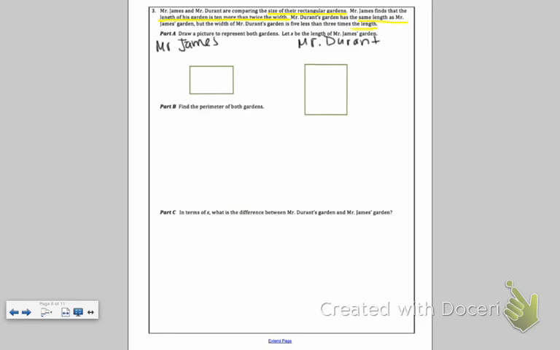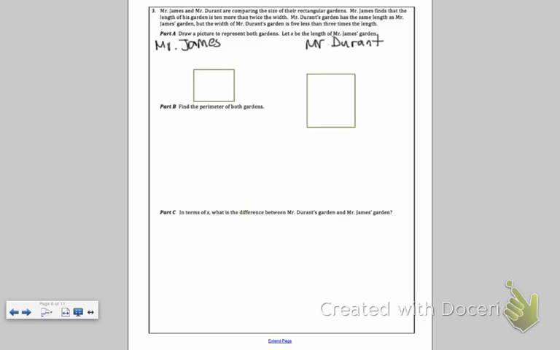So the first thing that we're told is that Mr. James finds that the length of his garden is 10 more than twice the width. And we were told in part A to let X... my apologies. I'm not sure what happened to the last image that I had. So once again, we have these two rectangular gardens, and the first thing that we're told is that the length of Mr. James's garden is 10 more than twice the width.